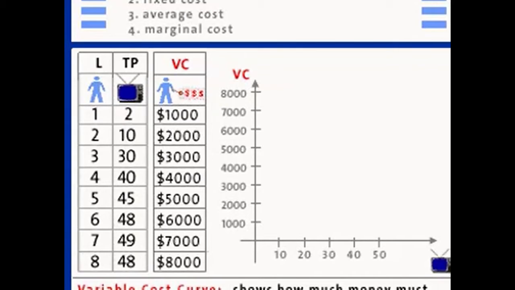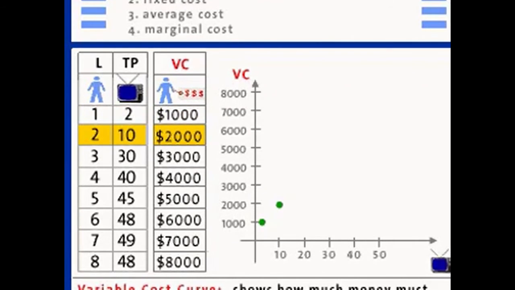How much do we have to spend on labor? The answer, as you can see next door, is $1,000. So we'll put a dot here to represent 2 television sets and $1,000 worth of spending on labor. Next, how much does it cost us to produce 10 television sets? You can see it costs us $2,000, so put a dot there at 10 televisions and $2,000. To produce 30 televisions, we're up to $3,000 worth of spending on labor. To produce 40 televisions, we're up to $4,000.